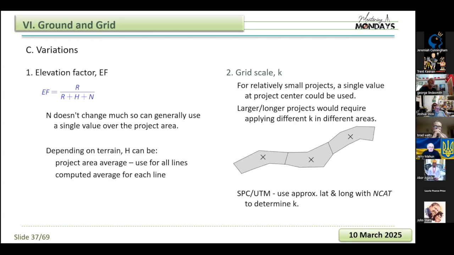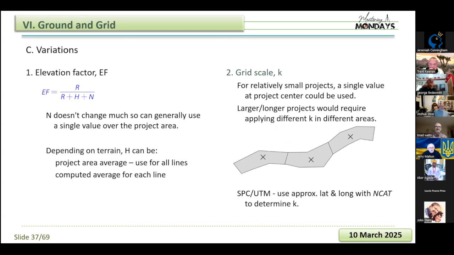Grid scale, same thing. Remember, it varies east-west, constant north-south on a Mercator projection. East-west, it's not constant throughout the area. So if you've got a long linear project like the DOT does when they're doing highway work, they can't use one scale factor for that entire project. So what they'll normally do is break it up into regions and then have a scale factor for each one of those regions, and then match them all up together.